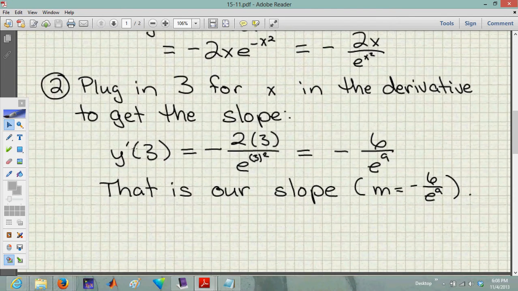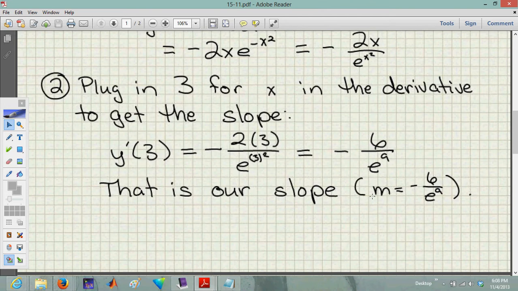So plug in 3, and for y prime of 3, we're going to get, because we're using this function right here, negative 2 times 3, because I plugged in a 3 for the x, all over e to the x, that's the 3, squared. So that gives me negative 6 over e to the 9th. Guess what? That's our slope. That's what we need. That was the last piece in the puzzle that we needed. I guess it was kind of the first piece in the puzzle and the last. But anyway, that's the slope.